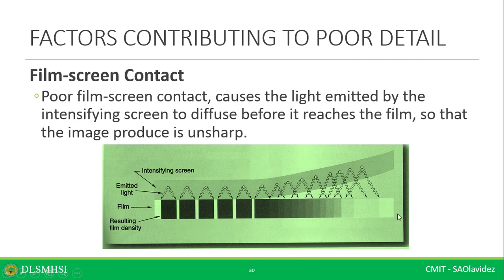This illustration shows a portion where there is a poor film screen contact. This could be because of air that is entrapped inside the cassette or dirt in the intensifying screen. As you can see, the intensifying screen is now much farther from the X-ray film. The light that is emitted by the phosphor crystal will be more divergent before it interacts with the X-ray film, and this widening light beam causes the poor detail on the image.